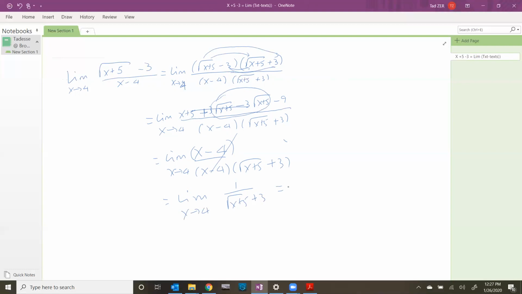Now if you plug in 4, that will give you 1 over square root of 4 plus 5, plus 3. 4 plus 5 is what? 9. Radical 9 plus 3, which is 1 over, radical 9 is 3, 3 plus 3, so the answer will be what? 1 over 6.